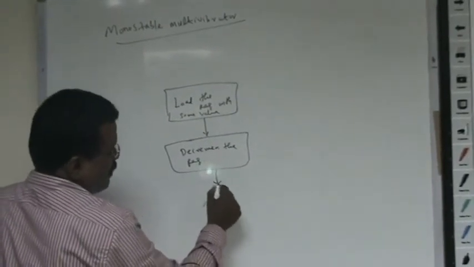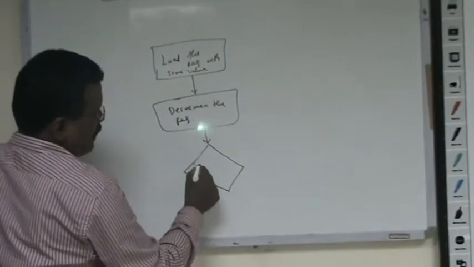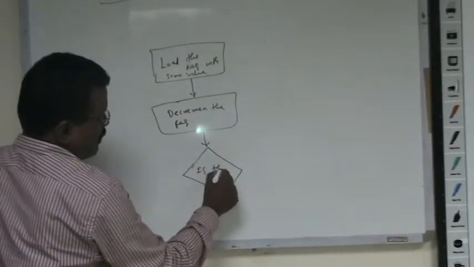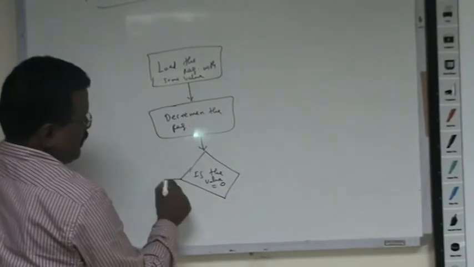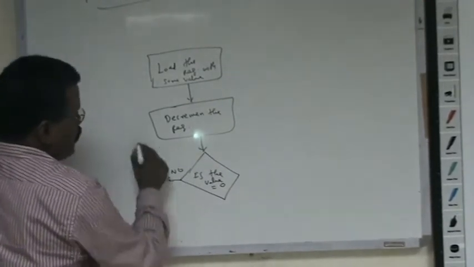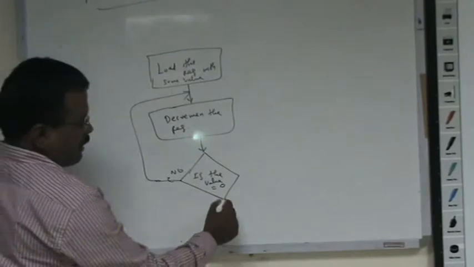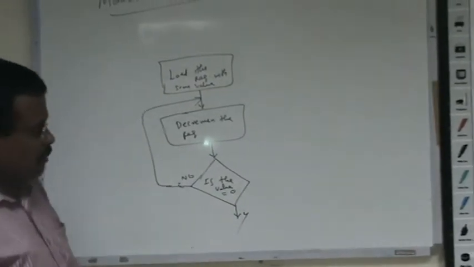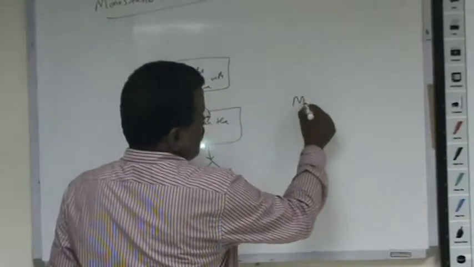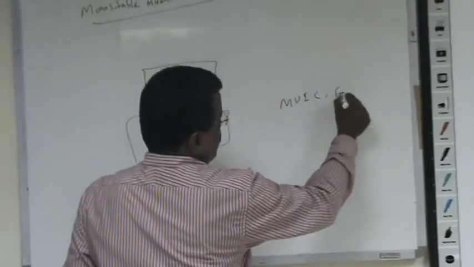Then you check: is the value equal to 0? If it is no, again you go back and decrement. Yes means you can come down. Okay, so I am loading something. Suppose you take a register C, move immediate C, comma FF.